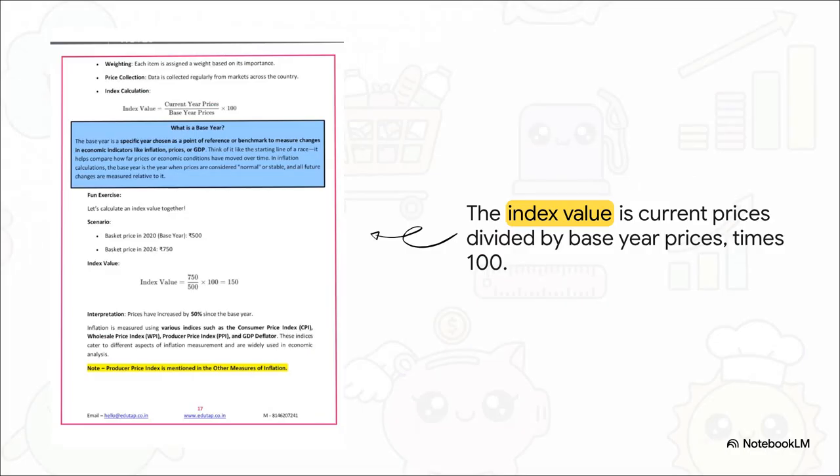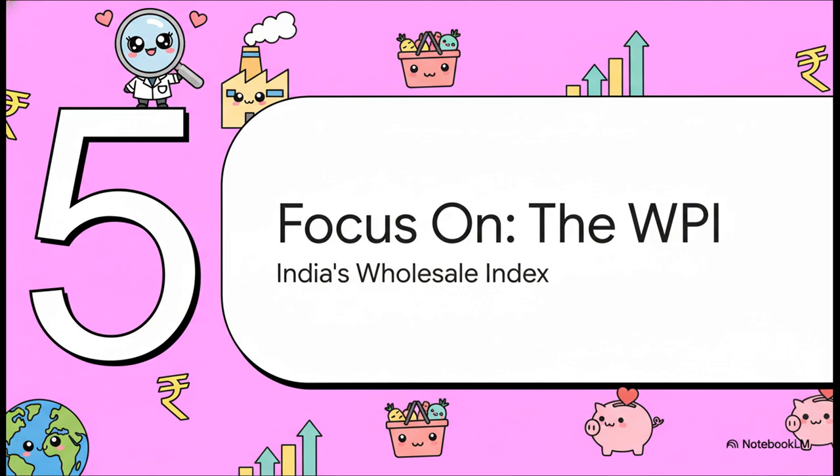Now, don't let the math on this slide intimidate you, because the concept is actually really simple. The index value is basically just the cost of that shopping basket today, divided by what it cost back in the base year, and then you multiply by 100. So if the index is at 150, it just means that prices have gone up by 50% since that base year. See? Simple.